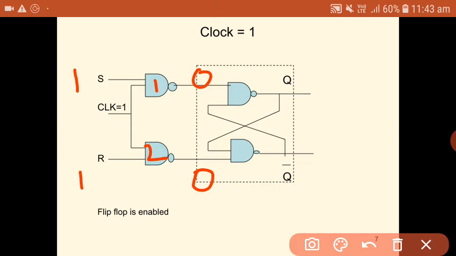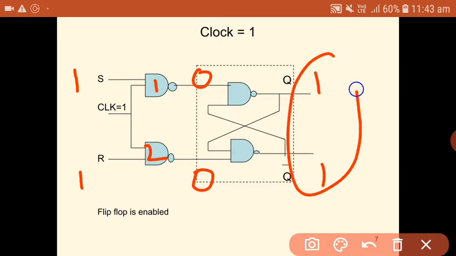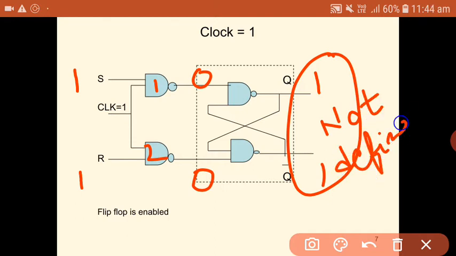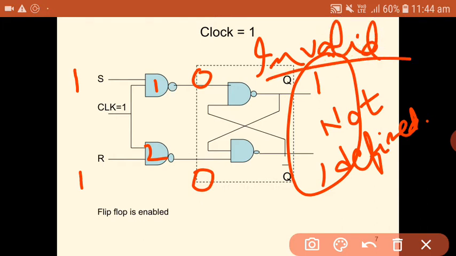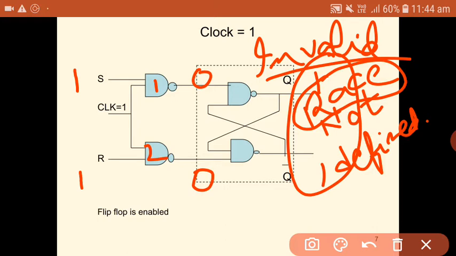So whenever 0 and 0 are applied, Q should be equal to 1 and Q bar should be equal to 1, which is unpredictable, which is not defined. Or you can say it is invalid, or there is one particular term: the output is racing. So this is the technical term which you can use for invalid output of a flip-flop.